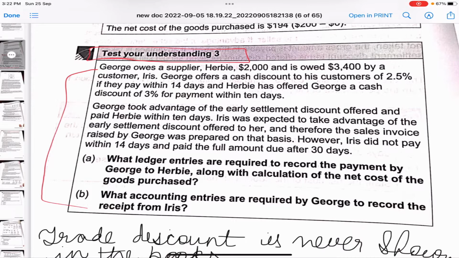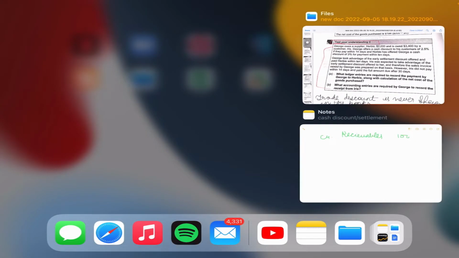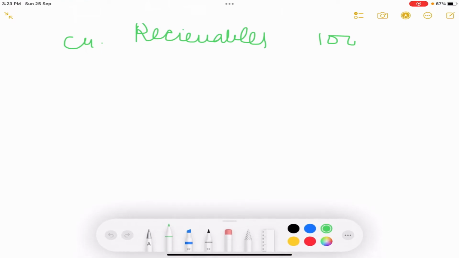George owes a supplier, Herbie, $2,000 and is owed $3,400 by a customer, Iris. George offers a cash discount to his customer of 2.5% if they pay within 14 days, and Herbie has offered George a cash discount of 3% for a payment within 10 days. Let's first write it down. So we are doing test your understanding 3. Test your understanding question number 3.